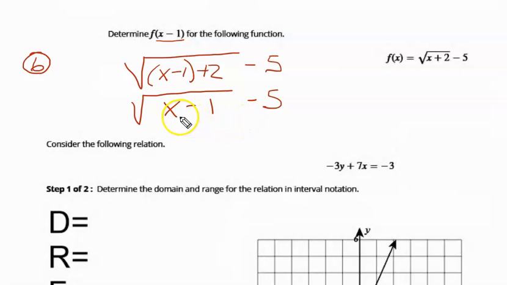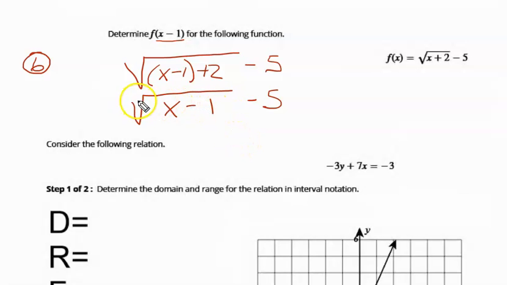Now, suppose they said x is 5. Again, this is just a suppose. Well, this would be 5 minus 1 is 4. The square root of 4 is 2. 2 plus a -5, this would then result in a -3.